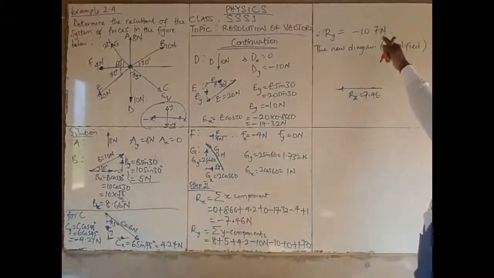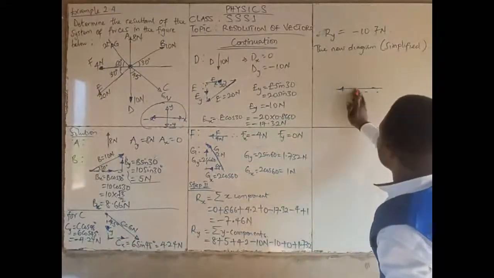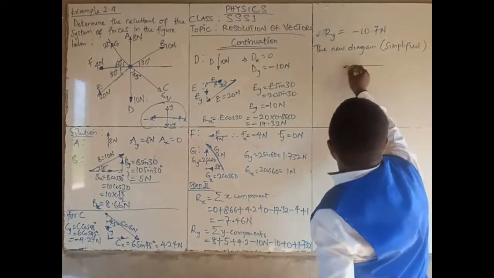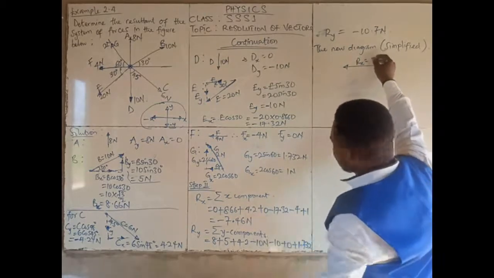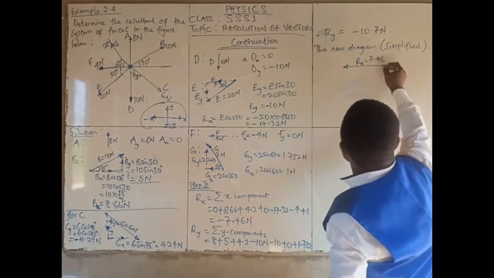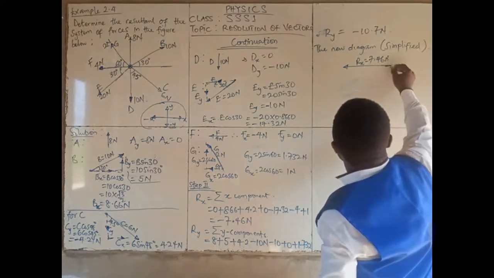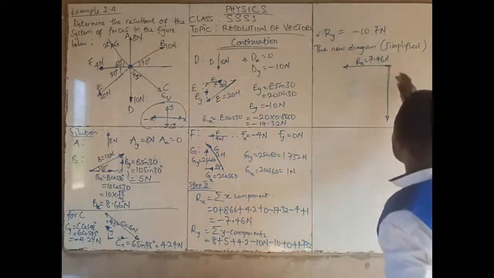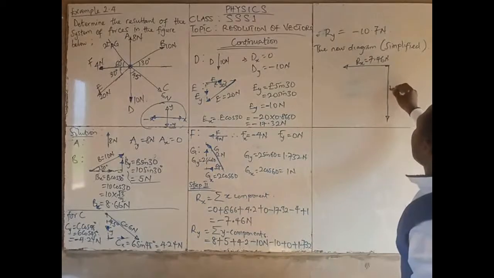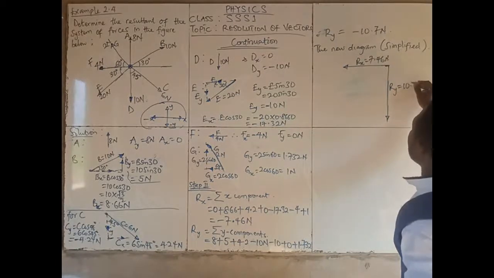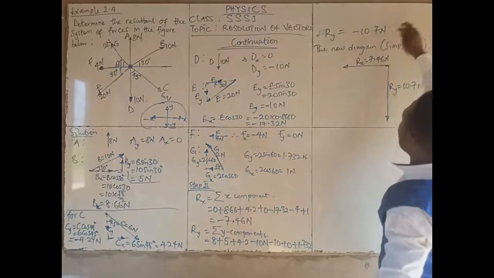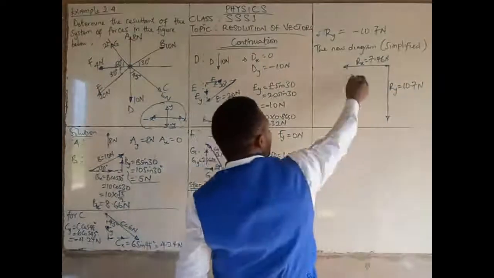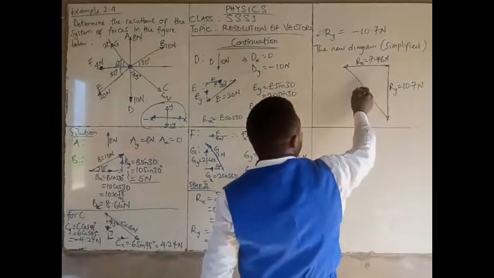This is our Rx, which is 7.46 Newton. And our Ry is also moving down. I hope you know why it is downward, because it's also negative, which is minus. That's your Ry, going to be 10.7 Newton. Assuming I take it up, that's when I'll put this minus. Now we can also determine our resultant, the overall force which we are looking for.